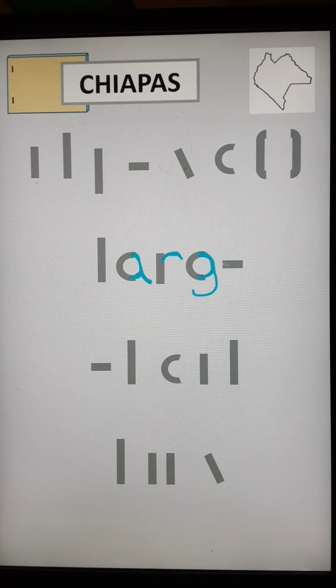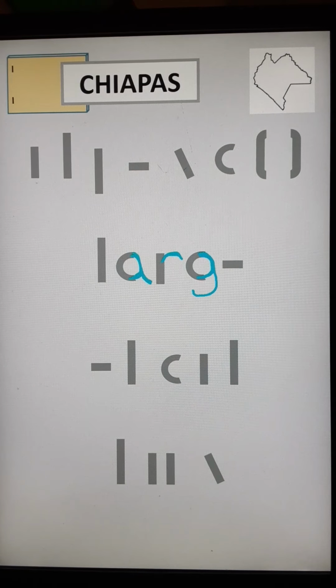Large. What's the last letter? It's a minus. What could a minus be? Minus can make E, F, S, T, or Z. Large. I think it's gonna be an E.